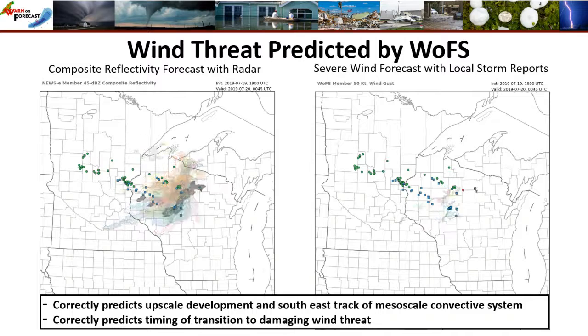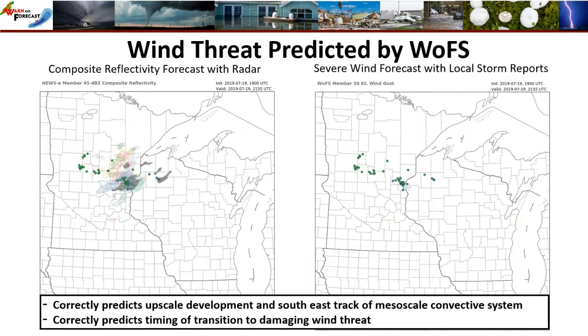As you can see, the model correctly predicted the upscale development and the southeast track of the storms in the MCS. And in the right panel, paintballs start appearing when the wind reports start showing up. So the transition to damaging wind threats is captured reasonably well. And of course, it's not a perfect forecast, but it is capturing the evolution and the timing, which is encouraging.